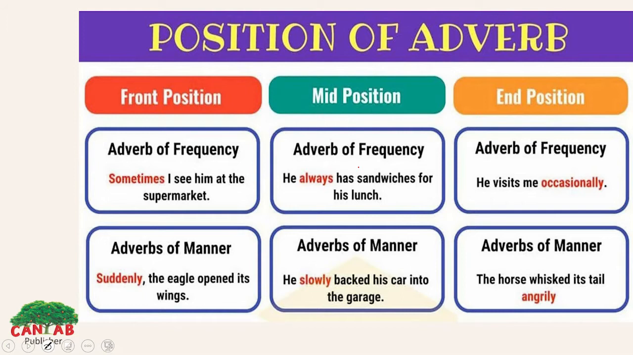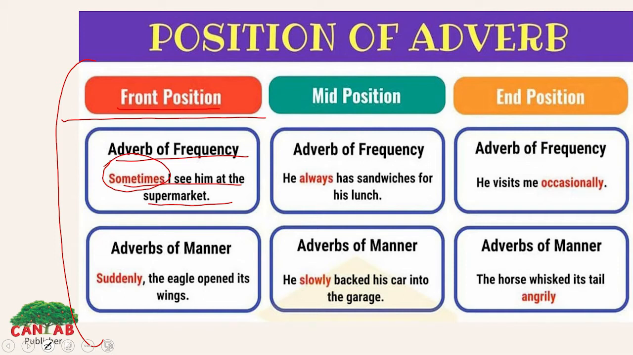This is the position of adverbs. These are some examples here. Front position. Front position means that we will put the adverb at the start of the sentence. Like adverb of frequency, sometimes I see him at the supermarket. Sometimes is an adverb which is placed at the start of the sentence here, and it's an adverb of frequency. Adverb of manner here, suddenly the eagle opened its wing. Suddenly is placed at the start of the sentence.